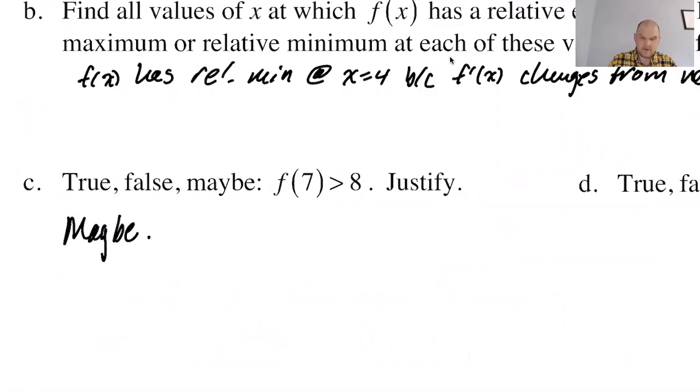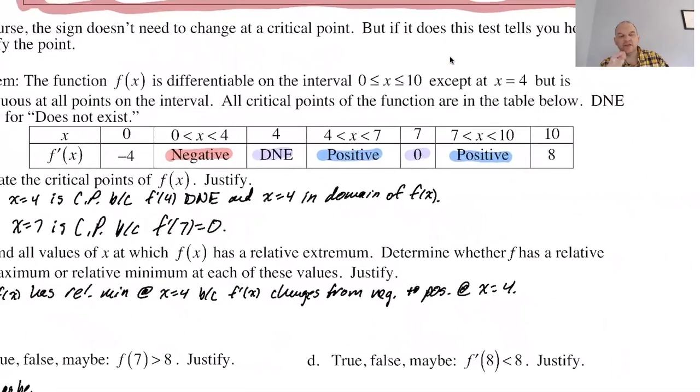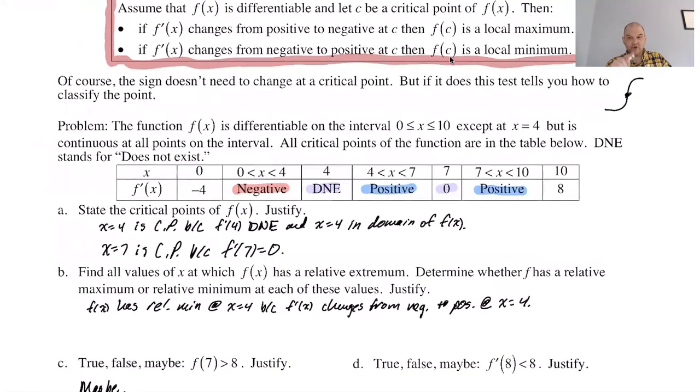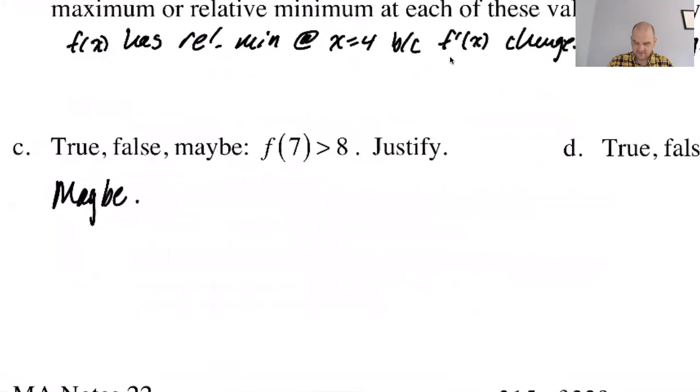Maybe. So why is it maybe? Well, look at everything that we know. We know the function's differentiable. We know that the derivative doesn't exist at 4. We know the function's continuous at all points on the interval. All we know are values of the derivative. We don't know any values of the function. For all we know, this function lives between y equals 1,000 and y equals 1,000,000. There's no way to know. We don't know anything about the actual values of the function.